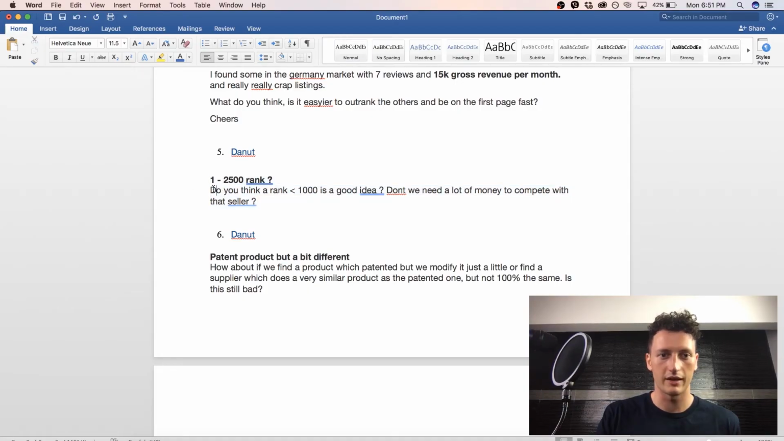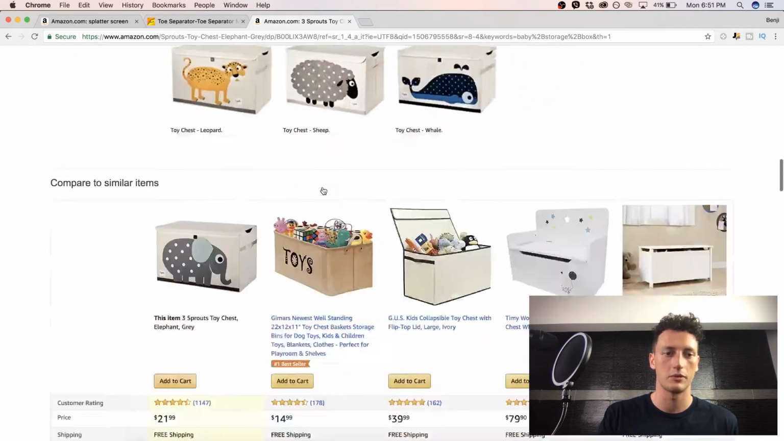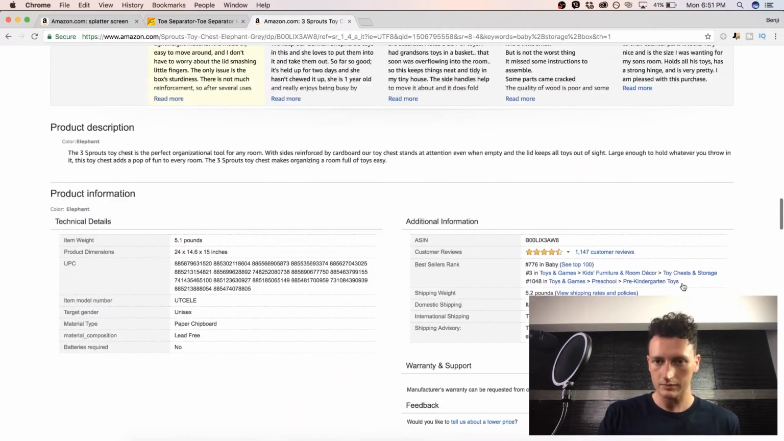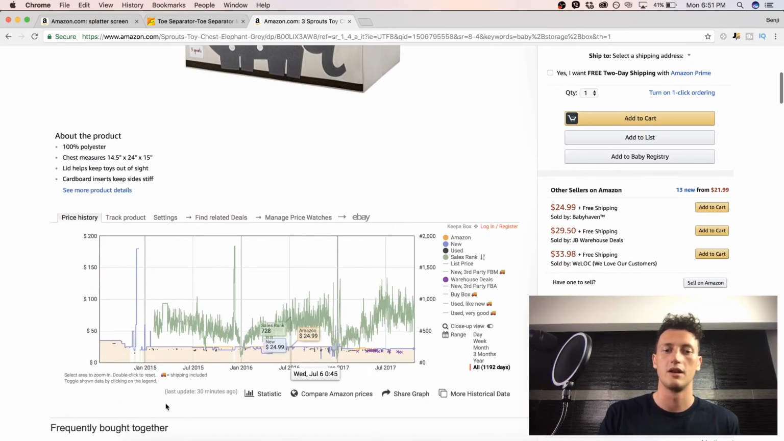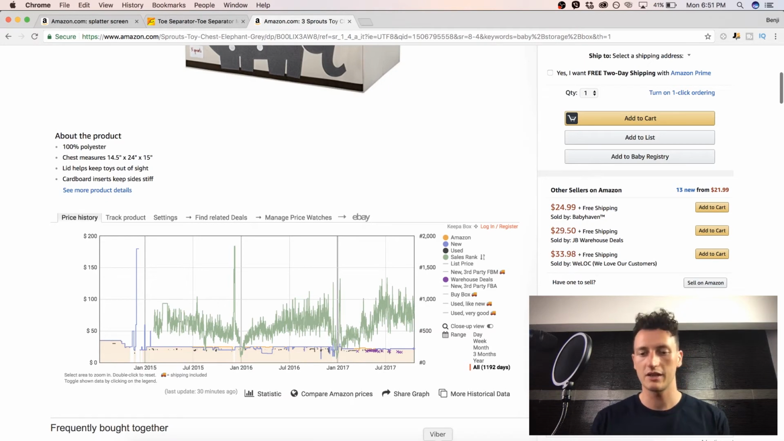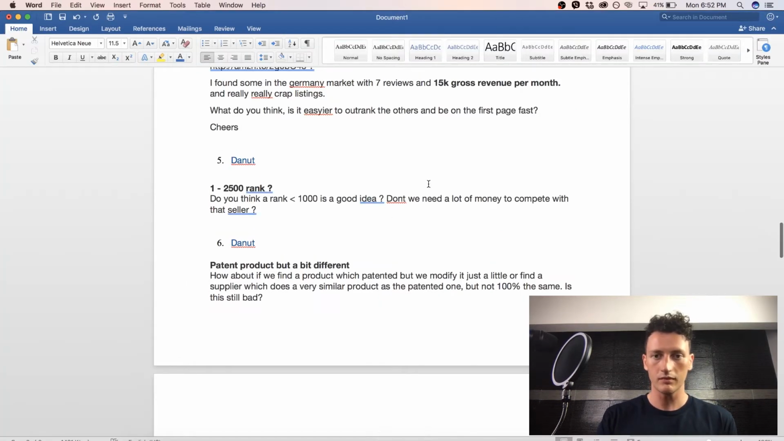Danut, or Danut. 1 to 2,500 rank. Do you think a rank less than 1,000 is a good idea? So that's the bestseller rank, which is what we were looking at just then, which should be right here. Bestseller rank 776, and this is the historic one. So that's how Amazon compare all their products. They compare them against each other, see who sold more, and they rank them using the bestsellers rank. Don't need a lot of money to compete with that seller.